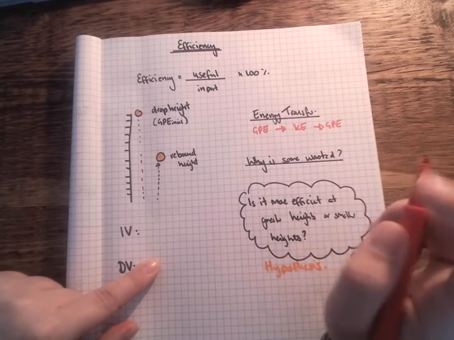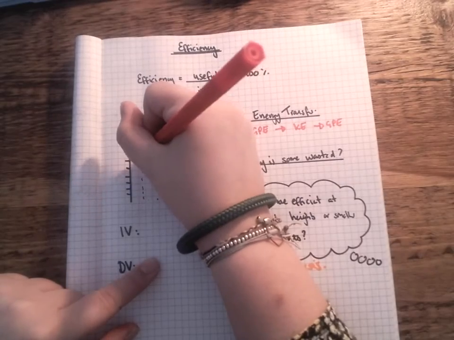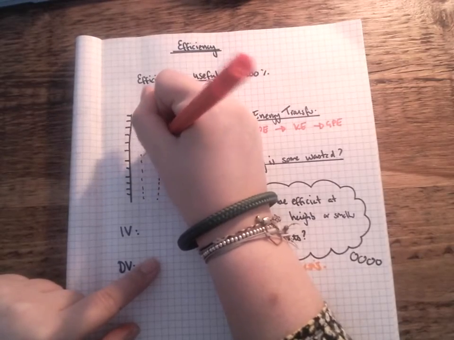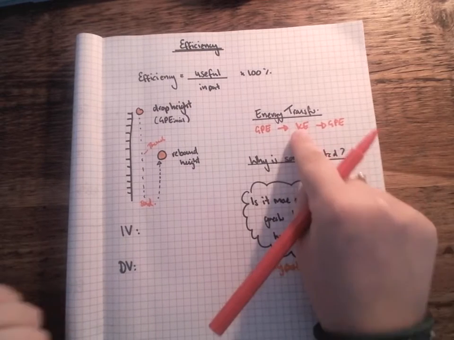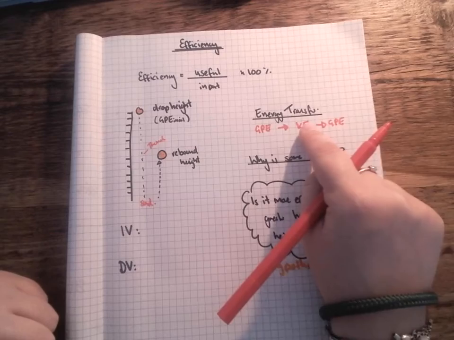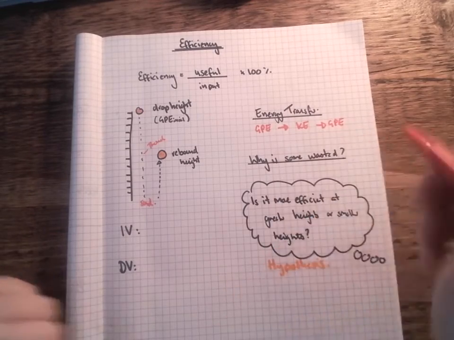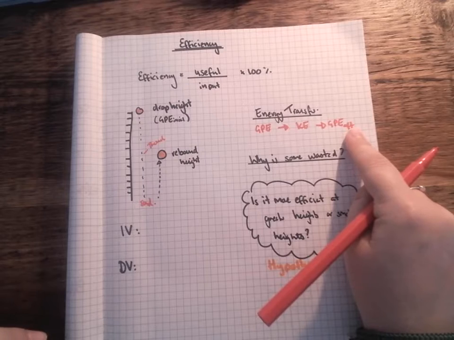But that is not the case. We actually have some wasted energy here. We have a bit of thermal being given off. We also have some sound as it hits the ground. So that means my kinetic energy here is going to be smaller than my gravitational potential energy, which means that my gravitational potential energy after is also going to be smaller.